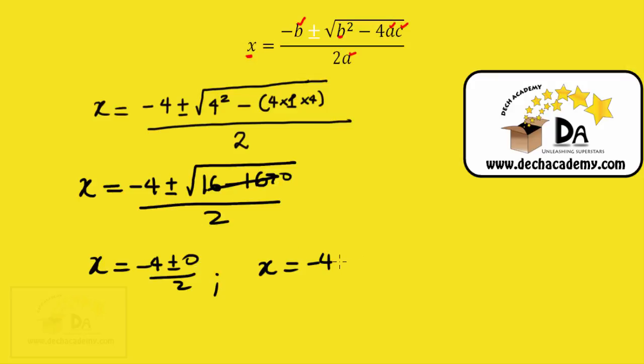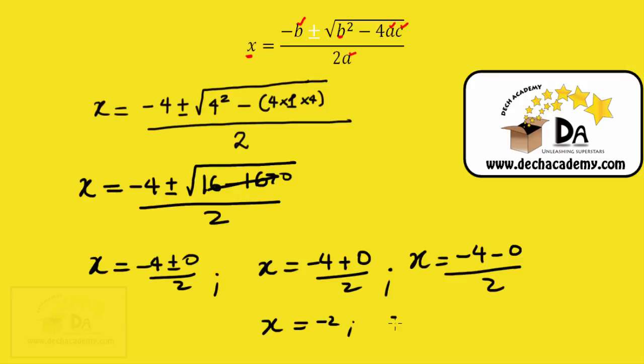So I'll take the plus case, minus 4 plus 0 divided by 2, and the other case is the minus case, where it's minus 4 minus 0 divided by 2. So note, I have minus 4 plus or minus 0, so I first say minus 4 plus 0, and in the other case I say minus 4 minus 0. So this gives x equal to minus 4 over 2, which is minus 2, and the same thing here, minus 4 over 2, which is minus 2.